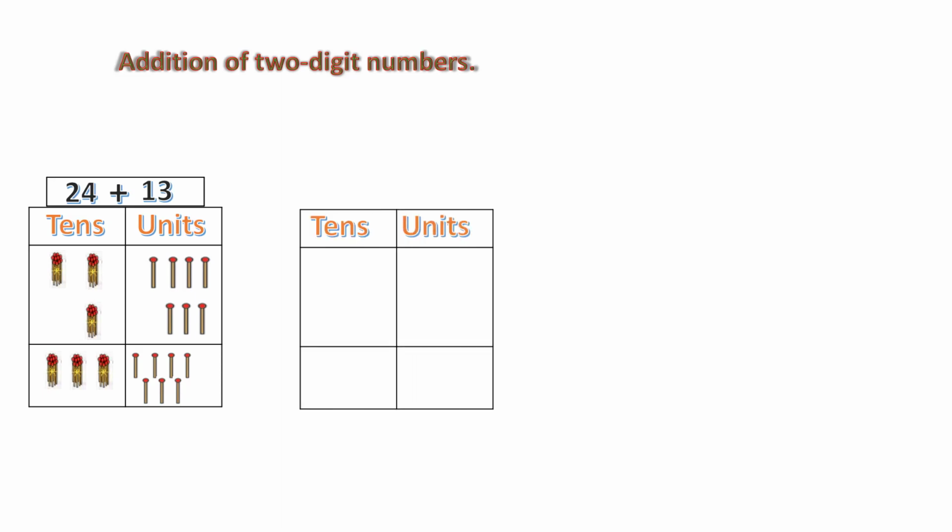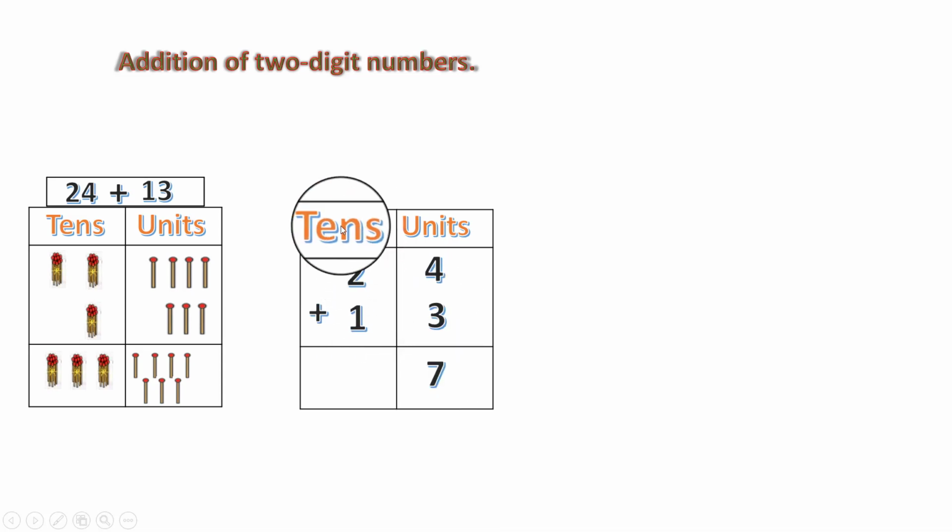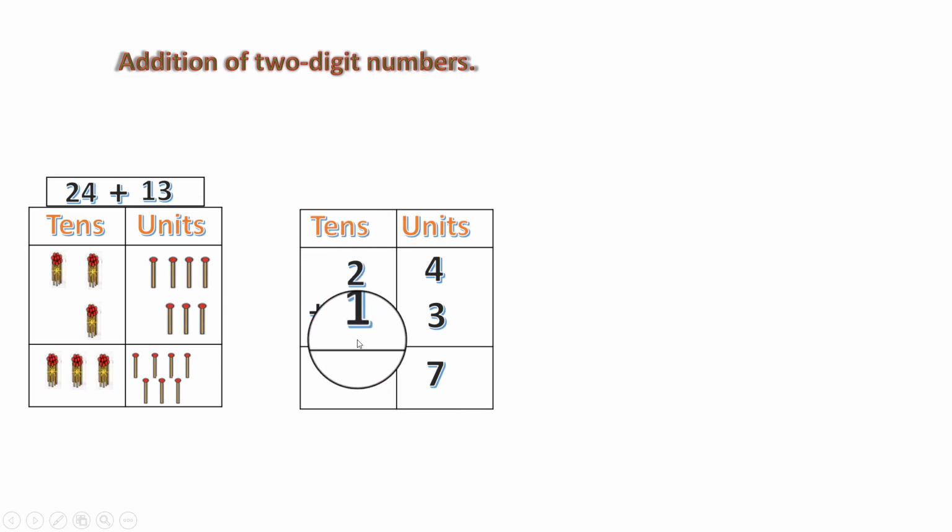Tens and units. 2 tens and 4 units means 24, plus 1 ten and 3 units. 4 and 3 are unit place. When we add them we get 7. 2 and 1 are tens place. When we add them we get 3. And 24 plus 13 is equal to 37.